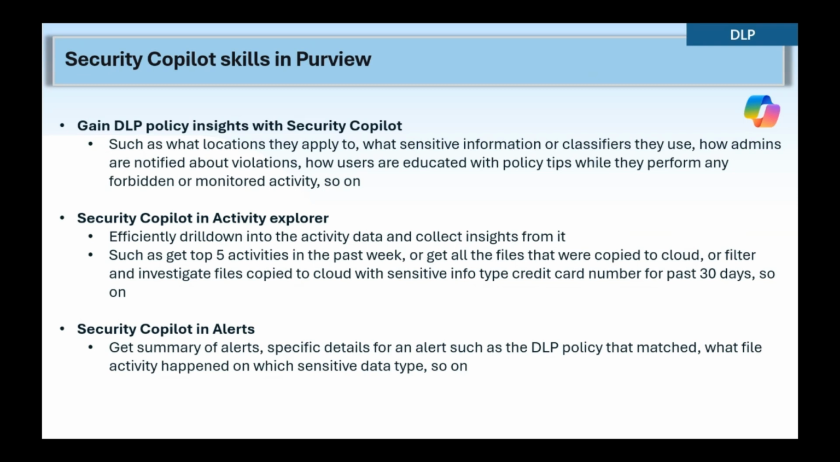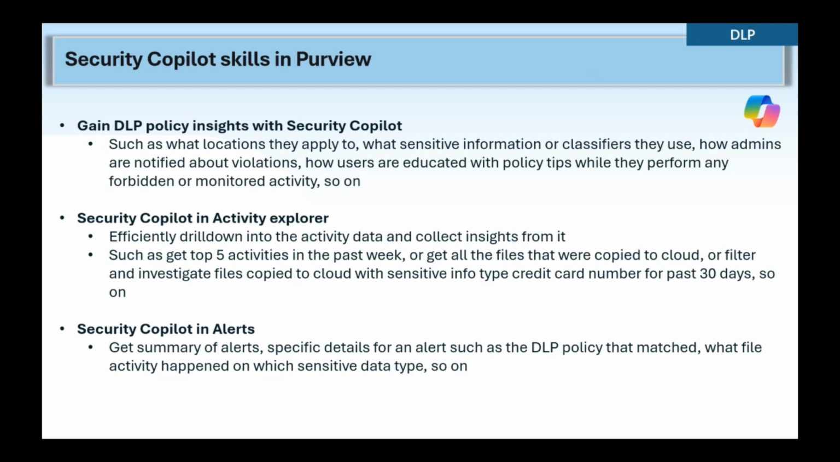So this enhancement basically enables the DLP admins to gain insights on the coverage of policies, such as what locations they apply to, what sensitive information or classifier they use, how the admins are notified about violations, how the users are educated with policy tips, all those things that you configure within your policy, you can actually get those insights using Copilot now. Now, all the DLP admin has to do is select the policy or policies on the policy page in DLP and just click on the Get Insights with Copilot button.